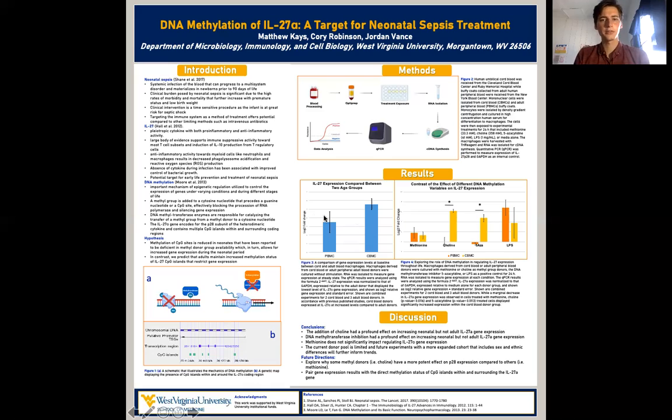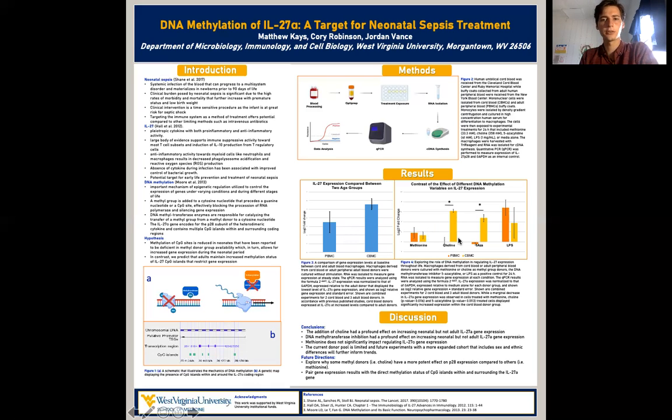Down here in the results, we can see our media alone groups for figure 3, and you can see that in CBMCs, IL-27 expression was much higher than that of PBMCs, which is consistent with previous data that tells us that neonates are primarily the time period of life where IL-27 is expressed.